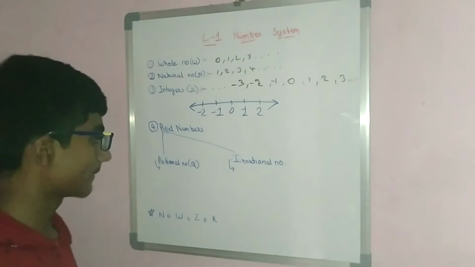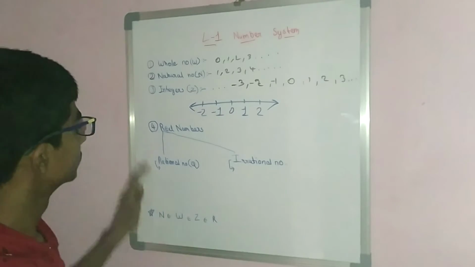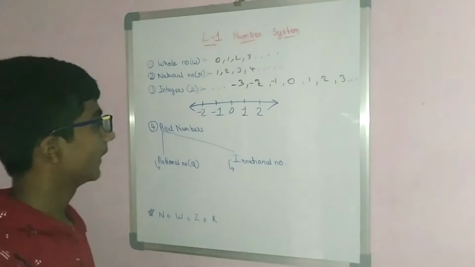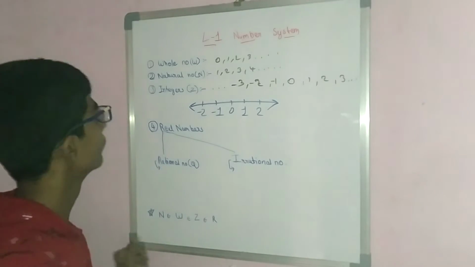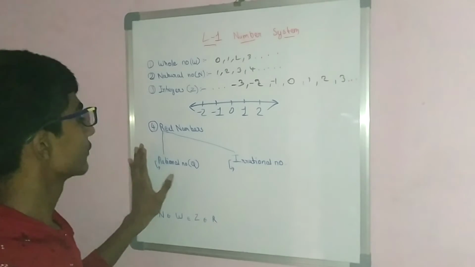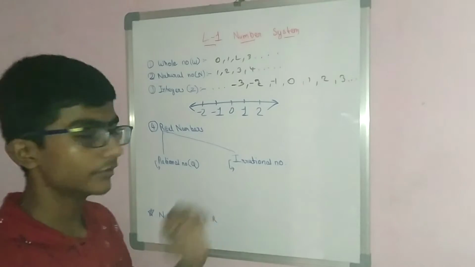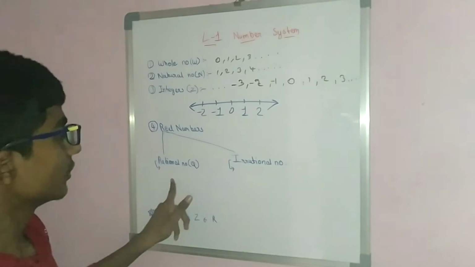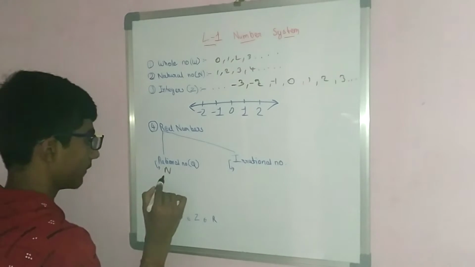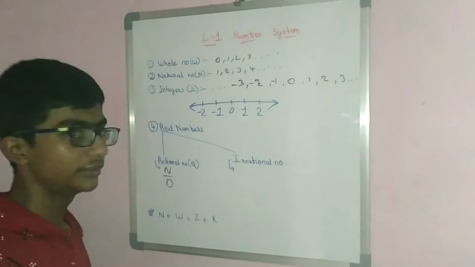Real numbers are of two types, rational numbers and irrational numbers. Actually, all these numbers are combined and then real numbers are formed, meaning the group of all numbers is real numbers. But here I'm just going to say that real numbers are divided into two types, rational and irrational. We denote rational numbers with the symbol Q. Now rational numbers are numerator upon denominator, p upon q.